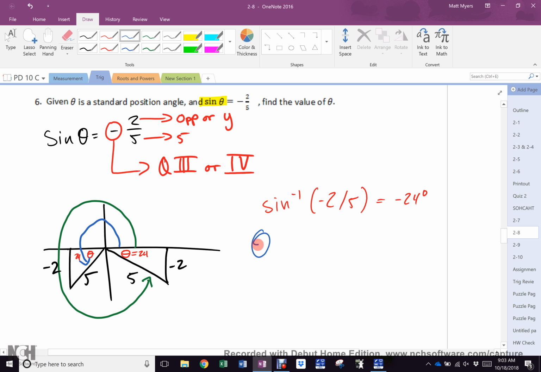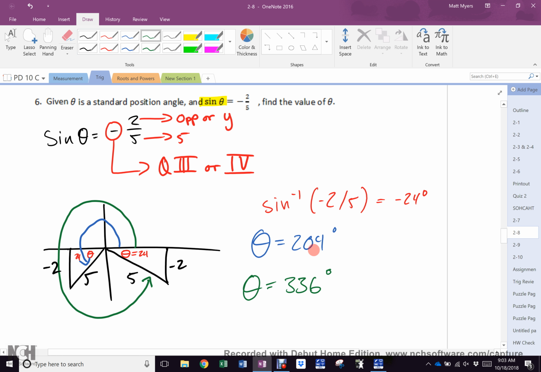What is blue theta? 204. What is green theta? Pardon? How much? 136? 236? 336. The blue goes to that line, the green goes to that line. So green theta is 336 degrees, blue theta is 204.